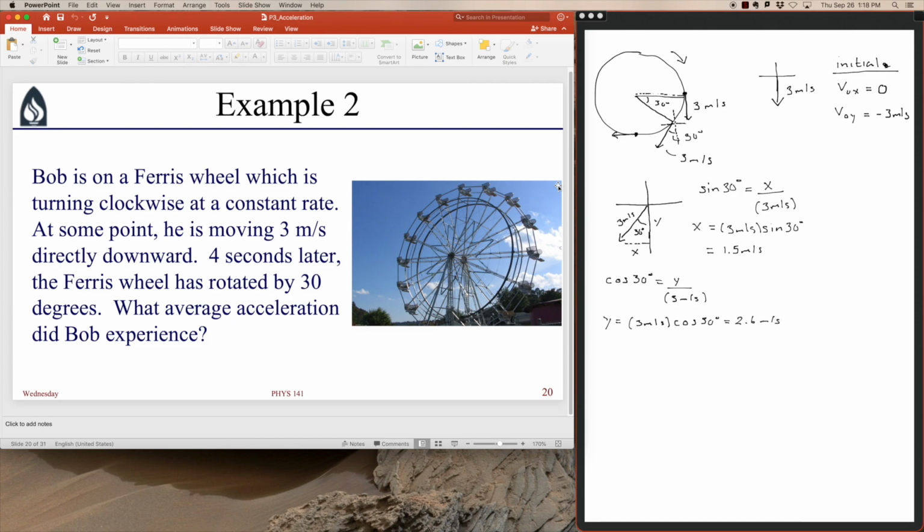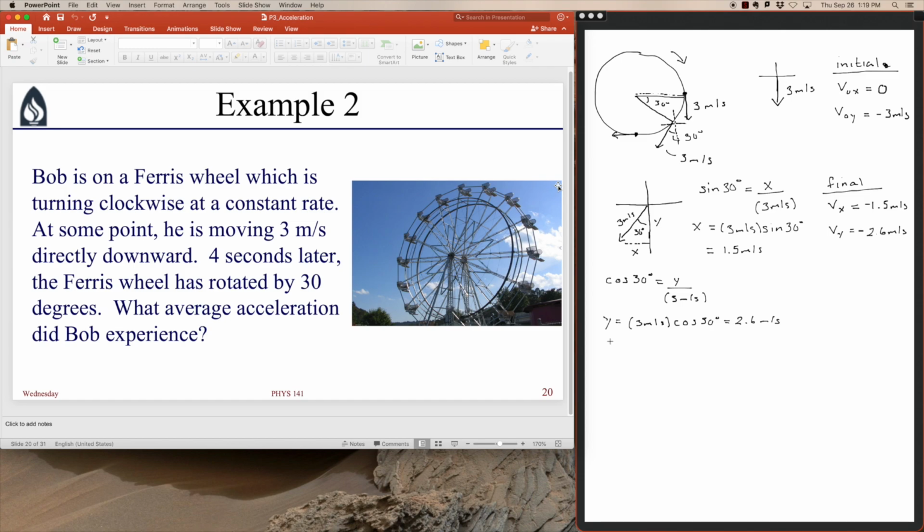So now if I think about the final velocity, I have split his final velocity vector into x and y components. So the final velocity in the x direction is going to be equal to 1.5 meters per second, only I'd better specify that's a negative because his velocity vector is pointing in the negative x direction. And in the y direction, we have 2.6 meters per second. And once again, that's going to be in the negative y direction. So now I'm ready to find the x and y components of the acceleration.